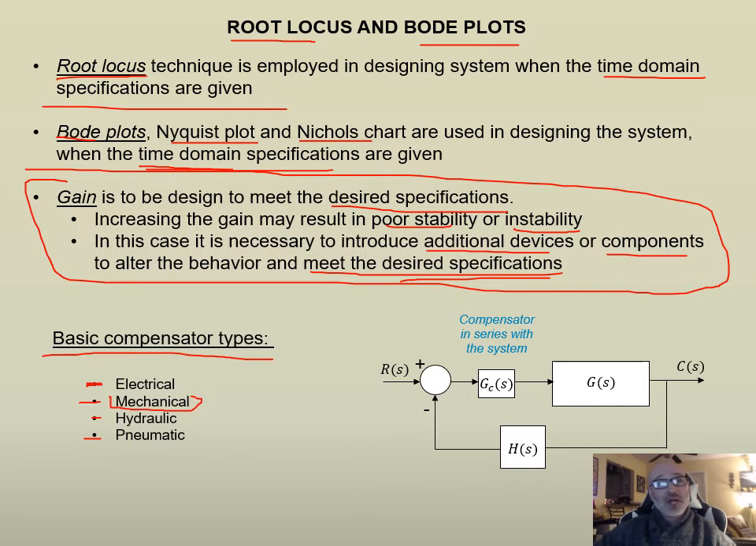Maybe it's a gearing that you can put into the system to change things. Other types of systems might require that you use a hydraulic or pneumatic one. Some other factors to take into account are the weight of the system, so how much these weigh compared to the specifications of your design project, the cost of these, and the size of these. All of those become important when you start picking out and designing a system as a whole, and deciding which type of compensator you're going to use for a physical system.